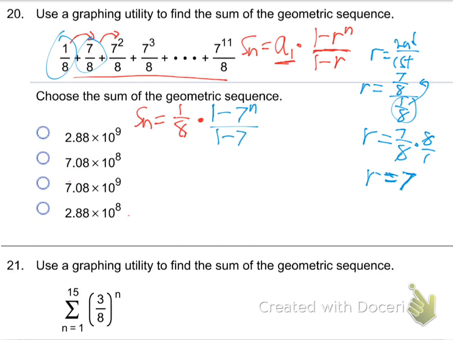Good so far? So we got the A1, 1/8. We got the R is 7. We plugged everything in, but we don't have n yet. That's the tricky part. So n, what is n? N is number of terms, right? In all of our formulas, the ones we did last time, the ones today, it's always the same thing. N is always the number of terms. How many terms are there? So, how many terms are there? Be careful, it's tricky.